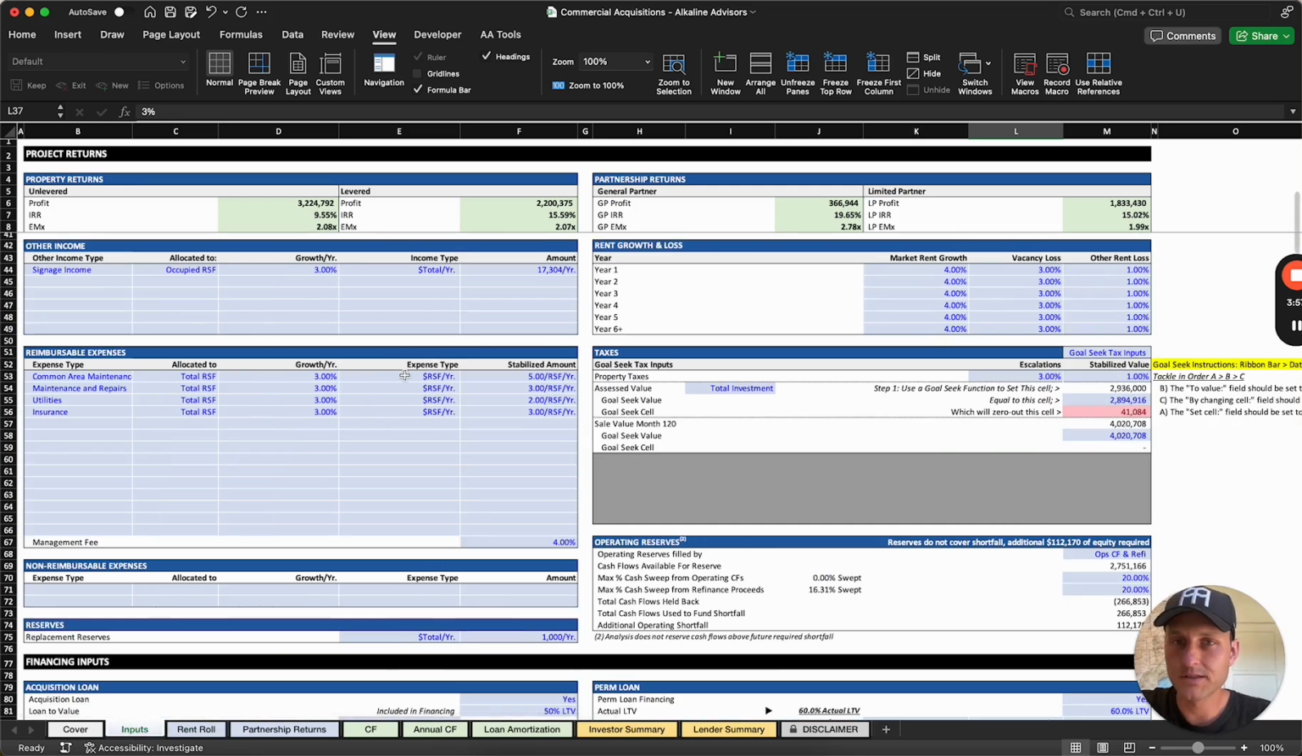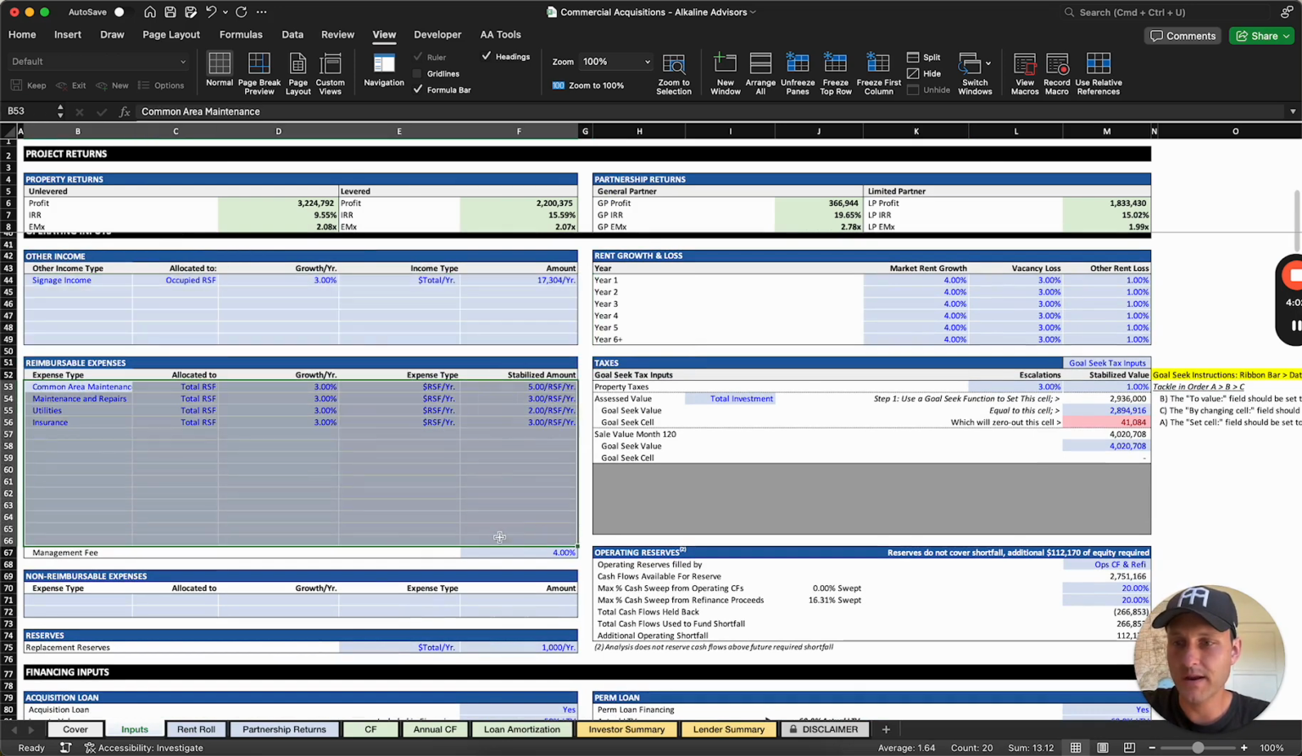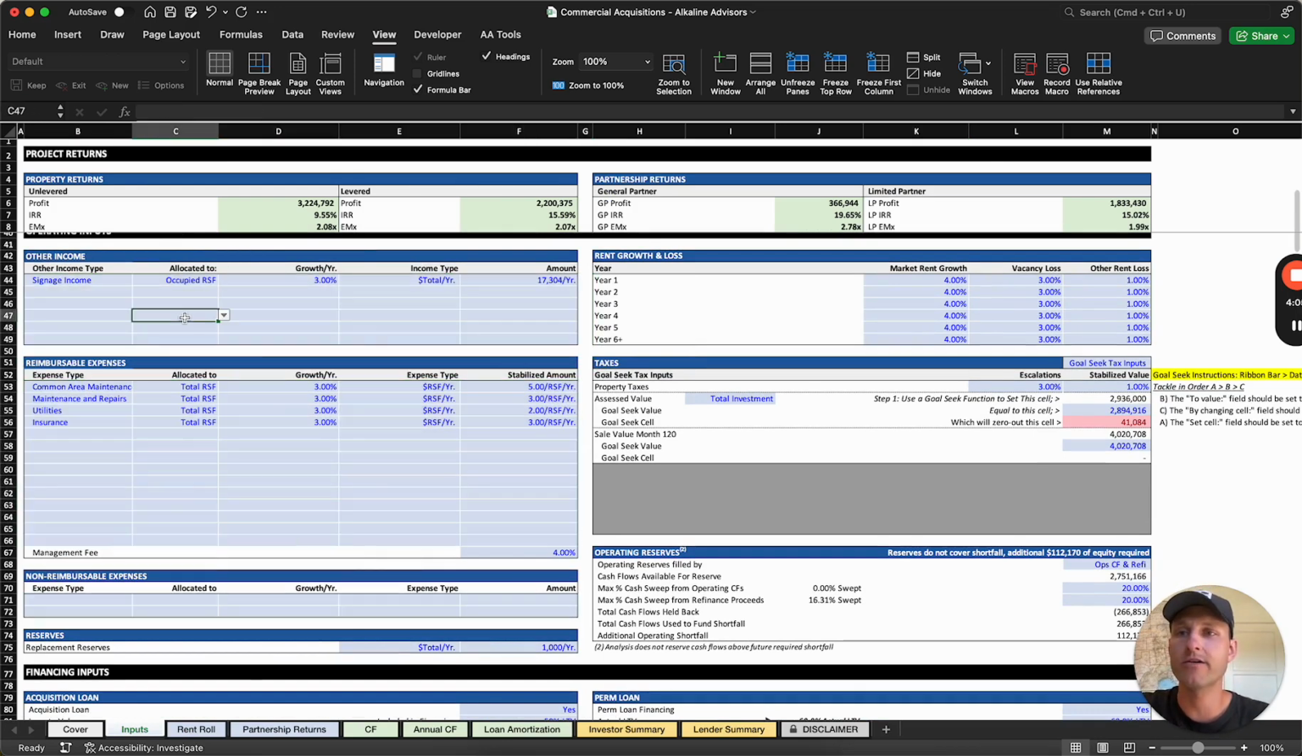So to go back to the inputs tab, we will first talk about other income, reimbursable expenses, and then non-reimbursable expenses. They're set up very similarly. You can choose how they're allocated. Are we allocating the cost to total square footage or just the occupied square footage, right? And then you can choose the income type. Is it going to be based off of rentable square foot per year or just a total amount per year? If it's a total amount per year, you can really almost disregard this cell and this column as it lines up to that.